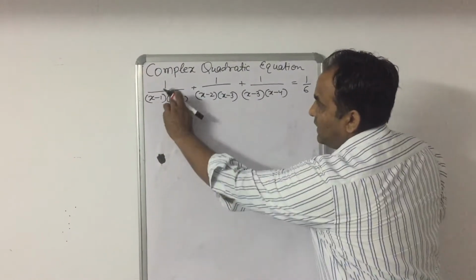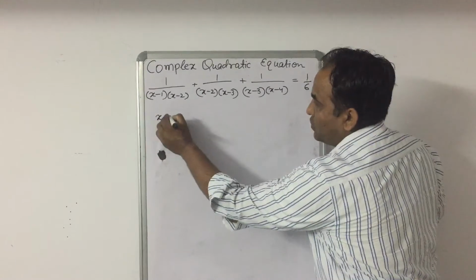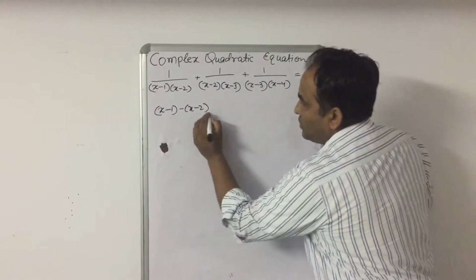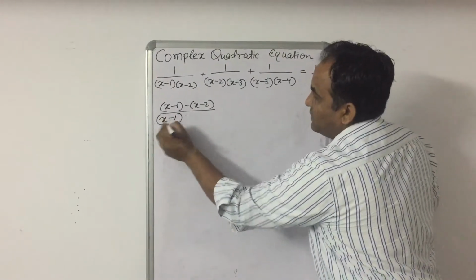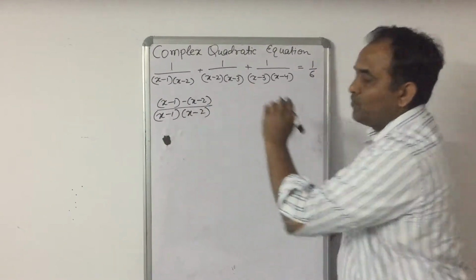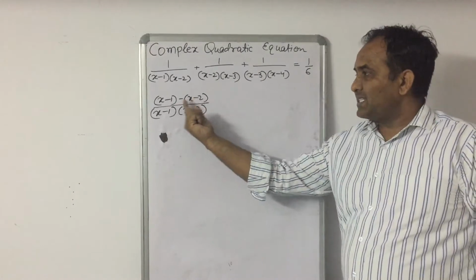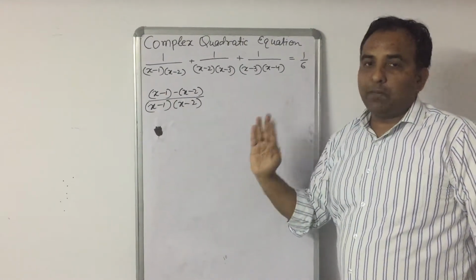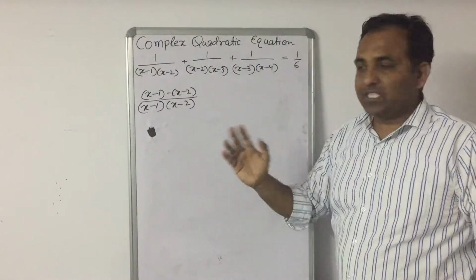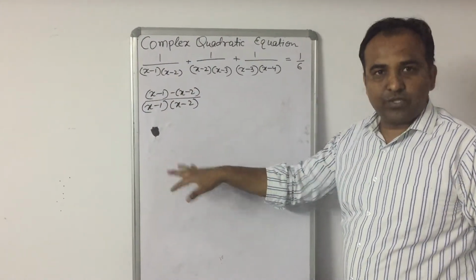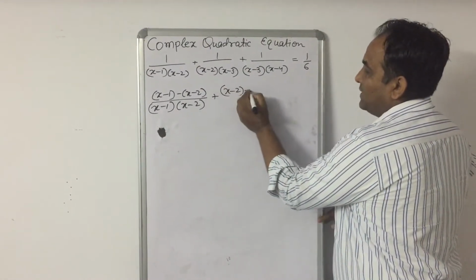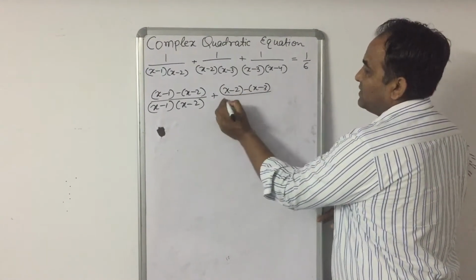For example, I am writing 1 as (x minus 1) minus (x minus 2) on (x minus 1) into (x minus 2). When you open it, this x and this x will cancel out. Minus 1 minus minus 2 gives plus 2, plus 2 minus 1 will give you plus 1. This is the inverse of the LCM process that we do. Similarly, I'll apply the same in the other terms as well.